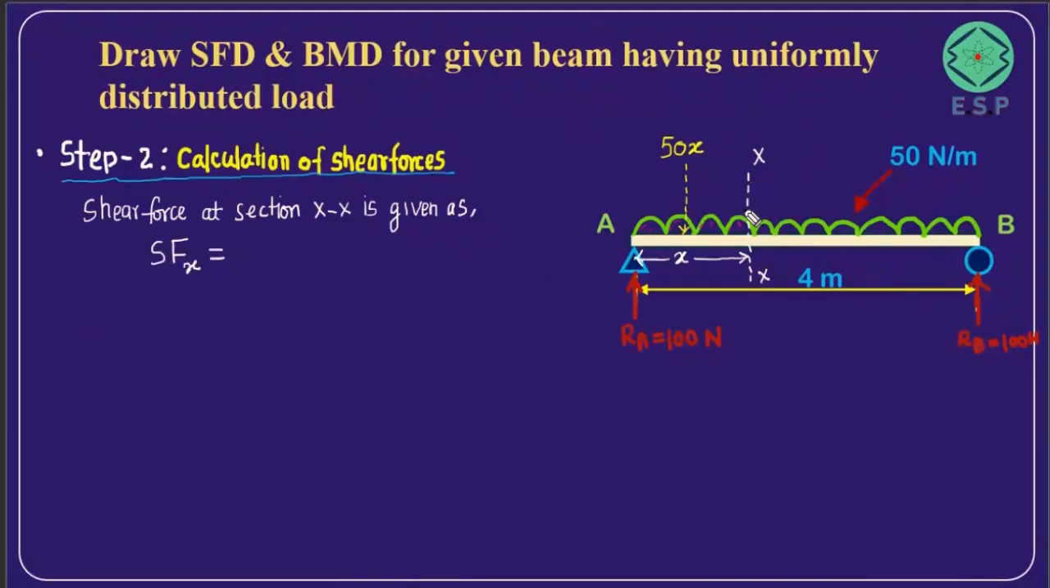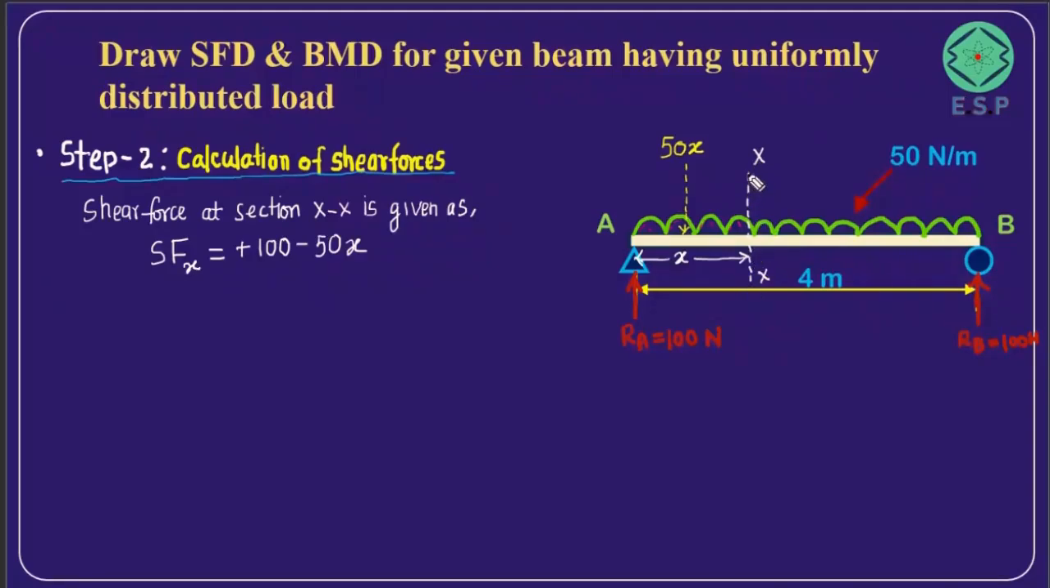Now if you look here, if you take this particular plane, this reaction RA is acting upward, so this will cause a positive shear. This RA is going to cause positive shear at this particular plane. So it is plus 100, and then this is 50 into X, which is the effect of this much uniformly distributed load acting downward. Downward shear we take as negative, so minus 50 into X. So this is basically the shear force acting at section XX.